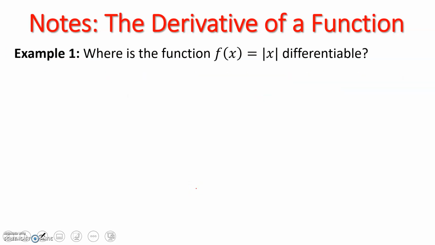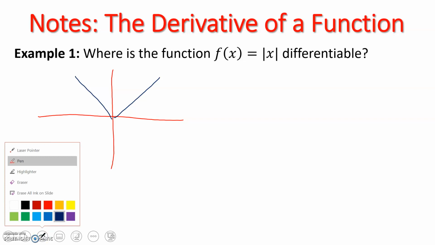Example 1. Where is the function f of x is equal to the absolute value of x differentiable? So the first thing let's recognize is that differentiability, or the derivative, is just the slope along the curve at any particular point. So with our function here, our absolute value of x, we know it looks kind of like this. It goes through the origin, 0, 0, and we have this V shape.